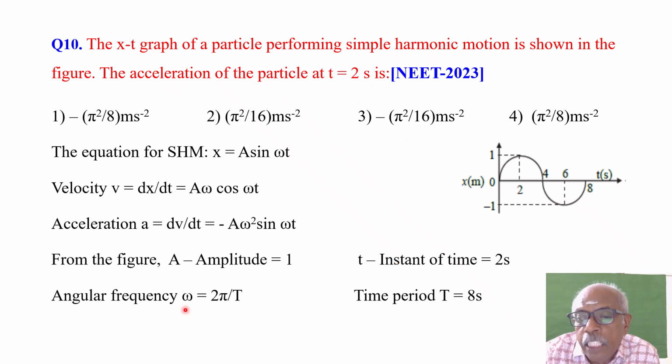And omega is equal to 2 pi by T, that you know. And T is the time period. What is the time period? It originates here and goes like this. So the time taken for one complete oscillation is 8 seconds. So now you can substitute this value in this equation for a.